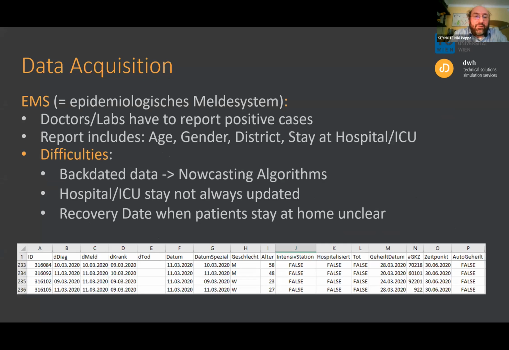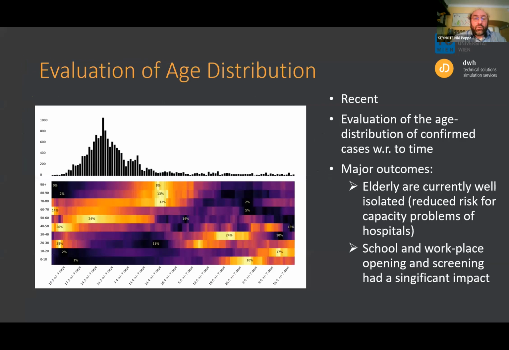It's the electronic epidemiologisches Meldesystem, where doctors and labs have to report positive cases. We have quite a lot of difficulties there because we have backdated data, so we need a nowcasting algorithm, and a lot of information is not up to date every day. So we have problems with the hospital and ICU stays, which should be integrated here. And for example, especially with the recovery date, when patients stay at home, it is at the moment unclear when they are healthy again. So a lot of evaluations are done every day on the basis of this data.